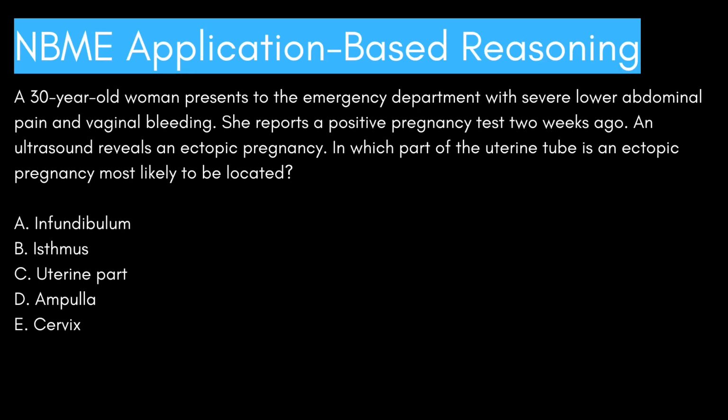A 30-year-old woman presents to the emergency department with severe lower abdominal pain and vaginal bleeding. She reports a positive pregnancy test 2 weeks ago. An ultrasound reveals an ectopic pregnancy. In which part of the uterine tube is an ectopic pregnancy most likely to be located?